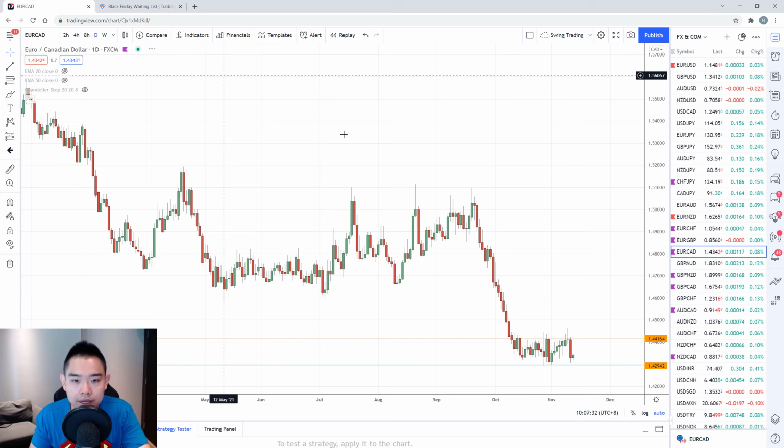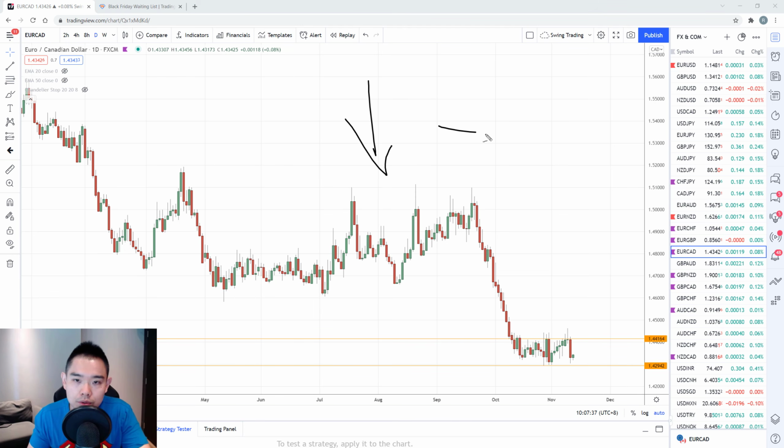If you look at this market on the daily time frame, you can see that Euro Canadian is pretty much in a downtrend. And I was looking for selling opportunities, since this market is in a downtrend. Very simple. Market downtrend, sell. Market uptrend, look for buying opportunities.